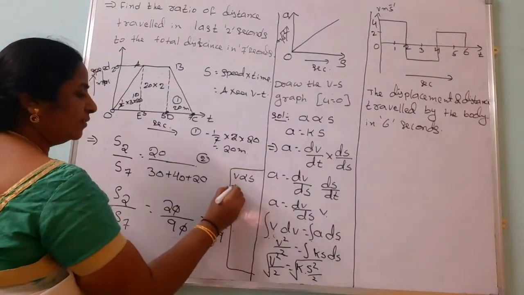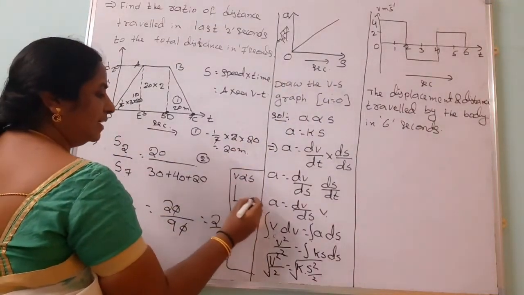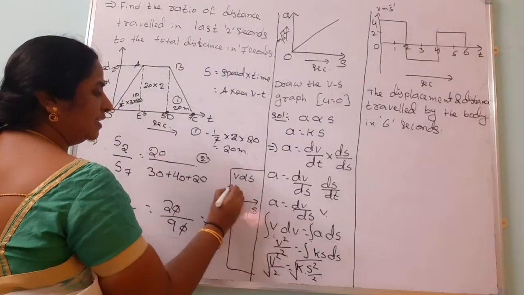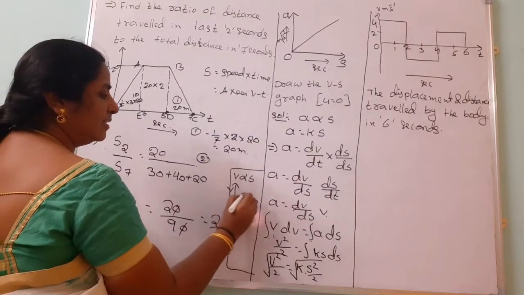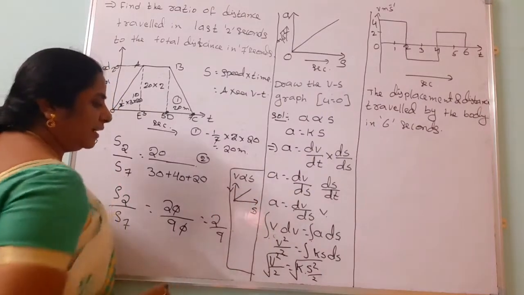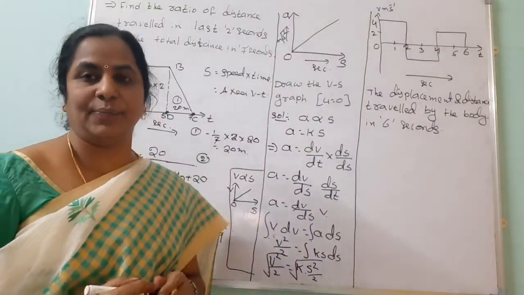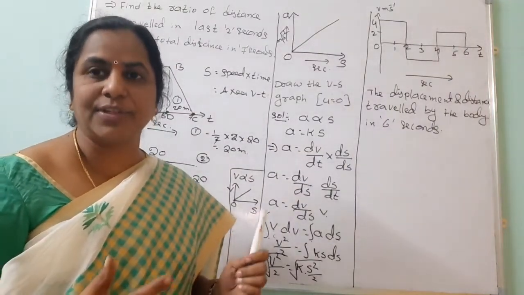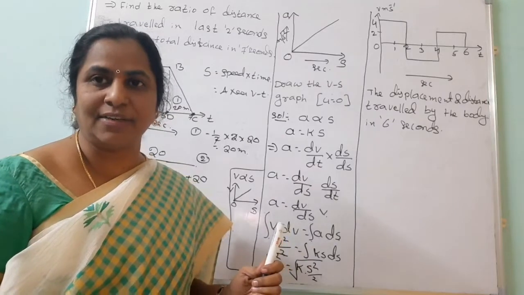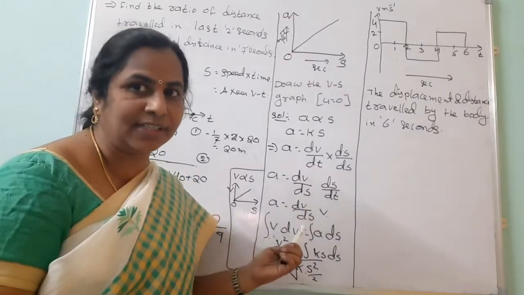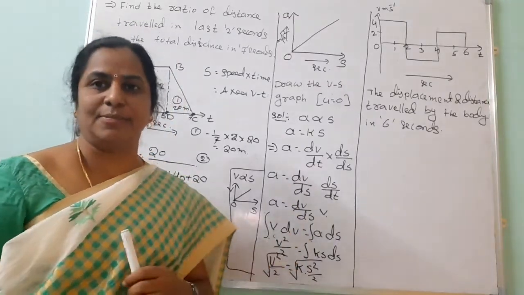After simplification, we get that velocity is directly proportional to displacement, which means our answer is also a straight line passing through the origin because the initial velocity equals 0. So we knew the acceleration-displacement graph, and from this we have drawn the velocity and displacement graph.